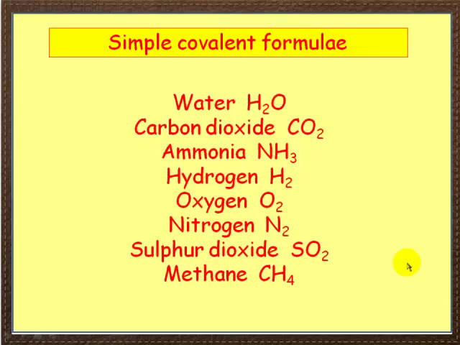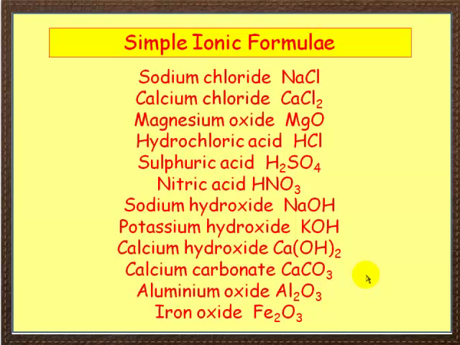Let's look now at some simple covalent formulae. Now there's no way around this, you've got to basically learn some of these. So water you should know, H2O, carbon dioxide CO2, ammonia NH3, hydrogen H2, oxygen O2. These are what are called diatomic gases. These gases go around in pairs. So hydrogen H2, O2, N2. Diatomic means two atoms, so 2, 2, 2. Sulfur dioxide SO2 and methane CH4. So those are covalent formulae.